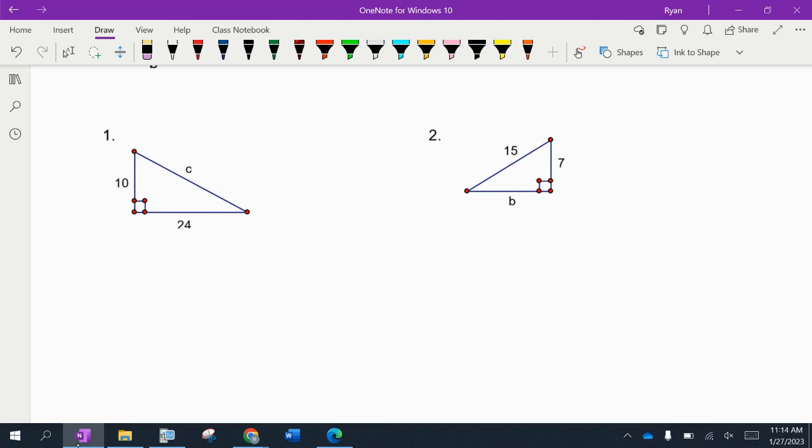So in this example, I could say that 10 squared plus 24 squared is equal to C squared. So this is how it sets up. Again, always this side, the one that's across from the right angle, which is called the hypotenuse, is by itself. You're going to want to use your calculator for this. 10 squared is 100. 24 squared, I can use my calculator for that.